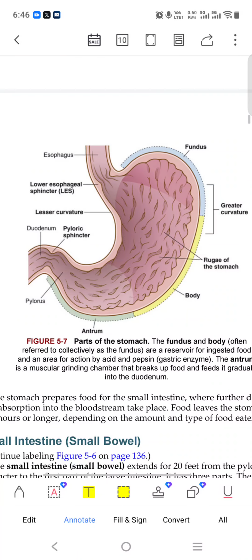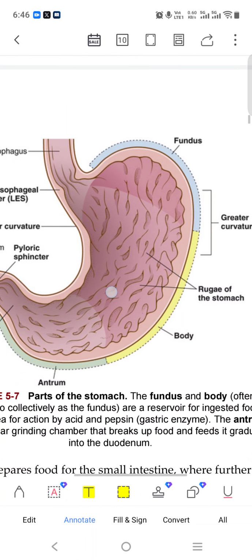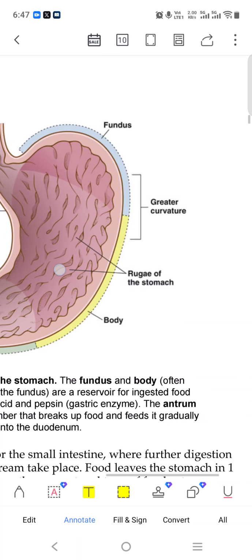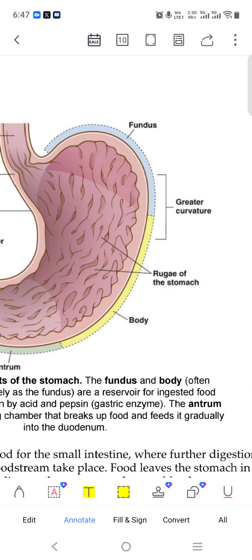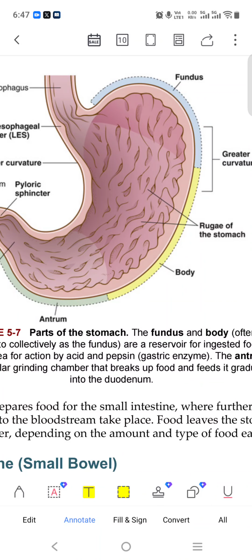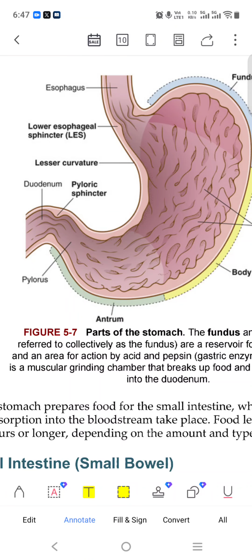So in this stomach, the upper portion is the fundus. Doctors, when they dictate, mention the fundus area. Greater curvature is this portion of the stomach. Rugae are the lining side of our stomach. Body is this part of the stomach.